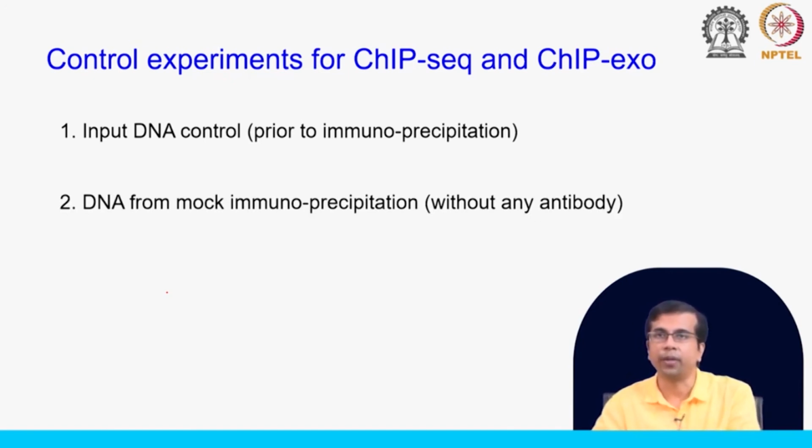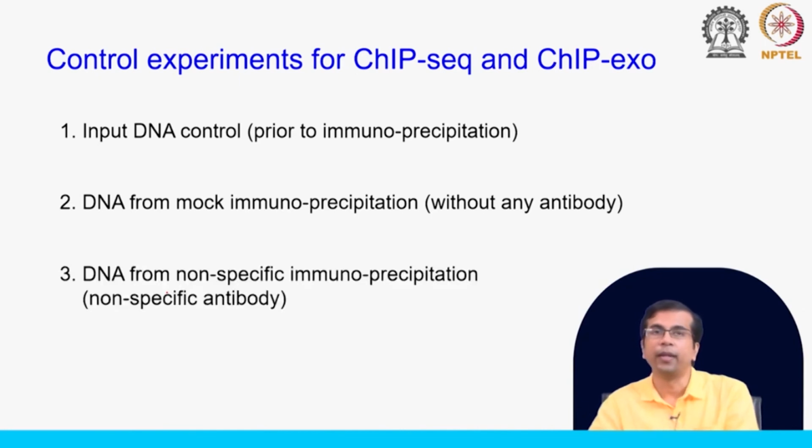In addition, to control for other non-specific bindings, we also do ChIP experiments from mock immunoprecipitation. This is DNA from mock immunoprecipitation without any antibody. This is again looking for biases in the sample preparation protocol. And the third one is DNA from non-specific immunoprecipitation. This is a non-specific antibody that should not actually lead to enrichment of any kind in those specific regions. We include that ideally, because this will tell us how much of the enrichment that we see is occurring by chance. So, these three types of controls would be ideal for any ChIP-seq or ChIP-exo experiments.